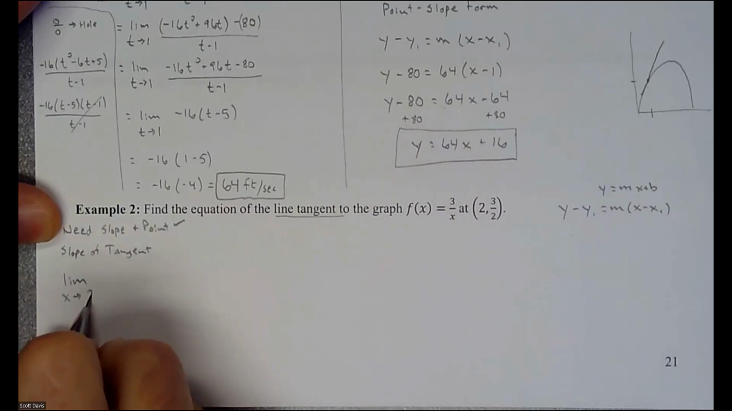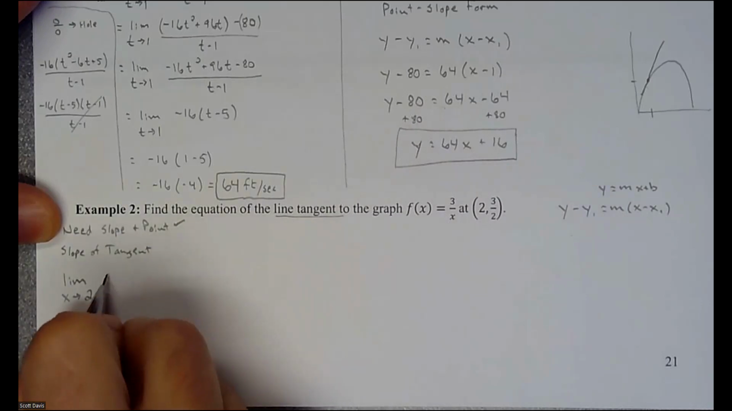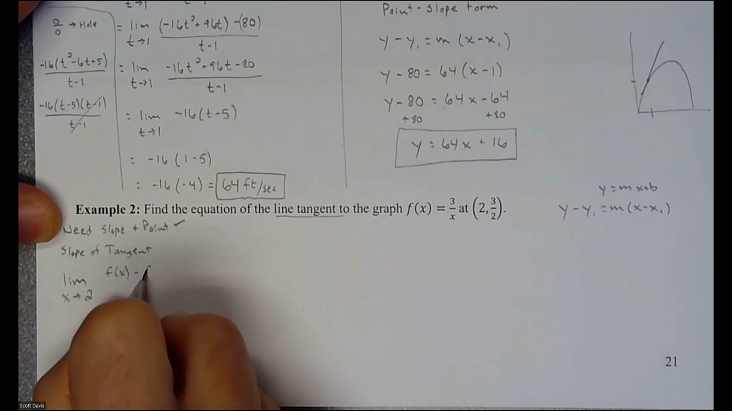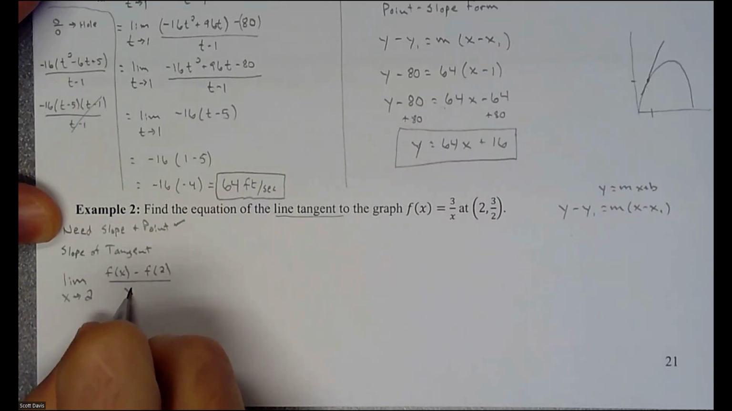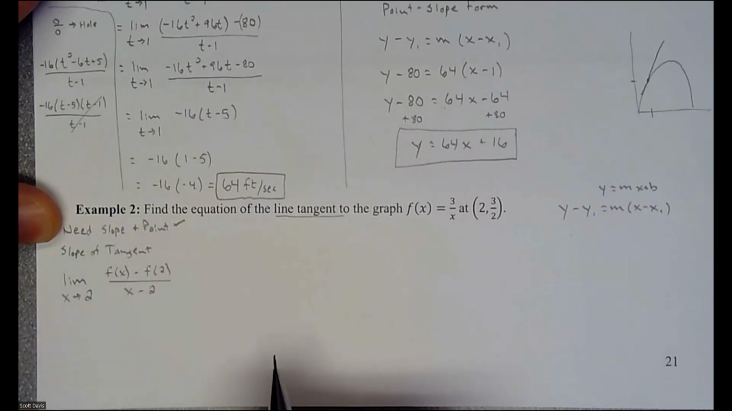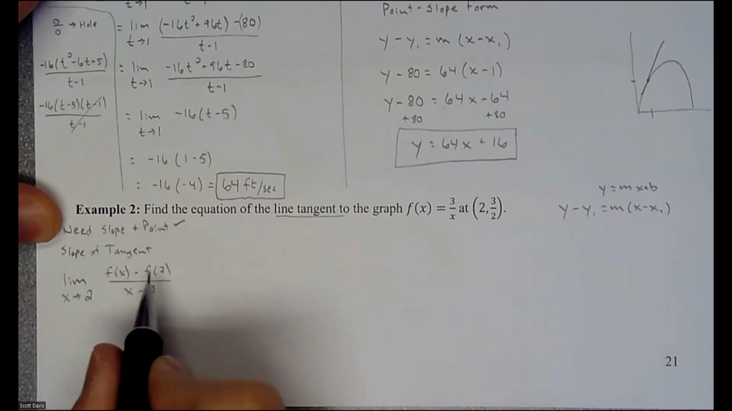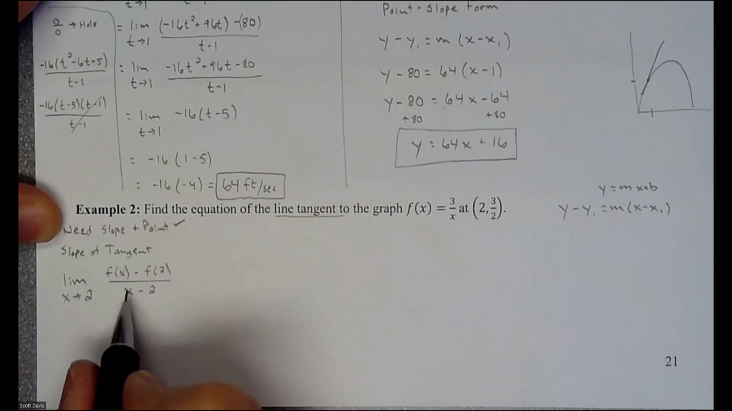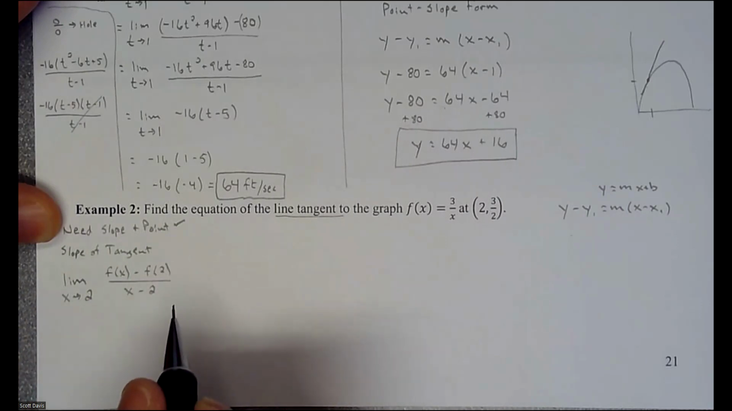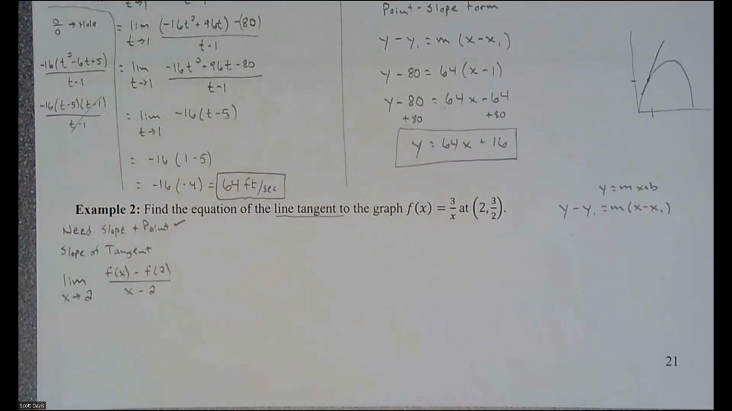So as x approaches 2, we're going to be doing f of x minus f of 2 divided by x minus 2. All right, so we're trying to squeeze this x, getting closer and closer and closer to this y value at 2, and then same thing on the denominator. All right, so let's sub in what we have.